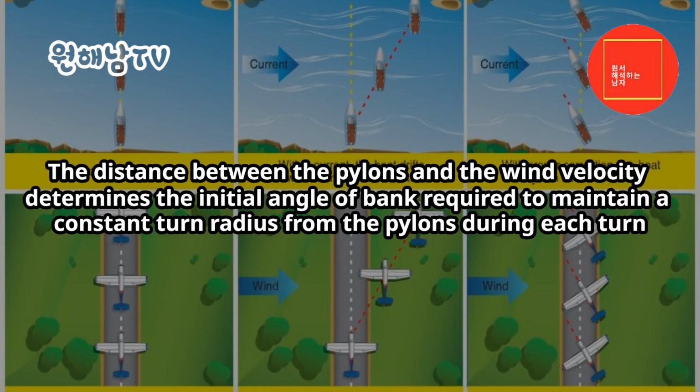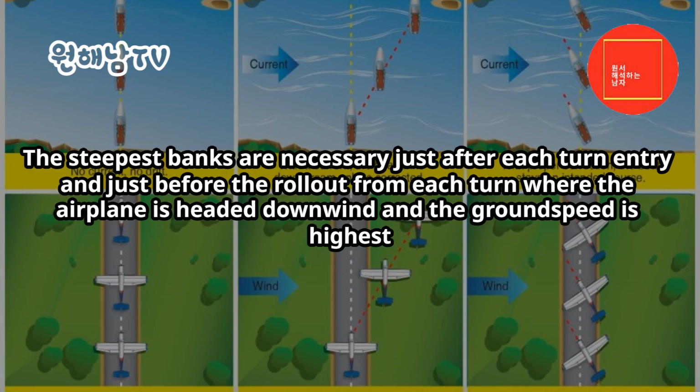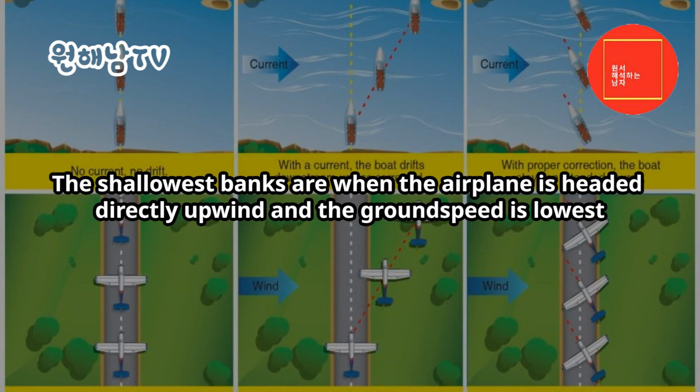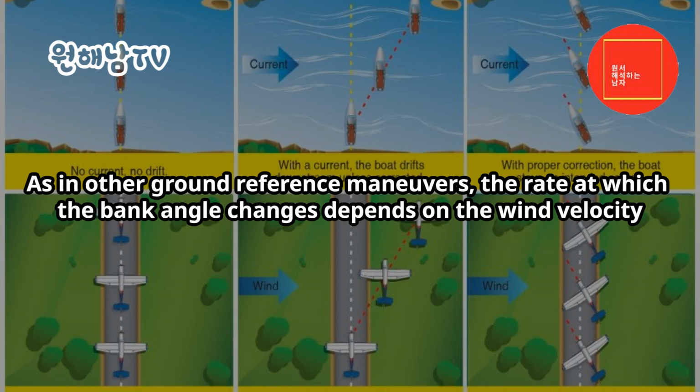The distance between the pylons and the wind velocity determines the initial angle of bank required to maintain a constant turn radius from the pylons during each turn. The steepest banks are necessary just after each turn entry and just before the rollout from each turn, where the airplane is headed downwind and the ground speed is highest. The shallowest banks are when the airplane is headed directly upwind and the ground speed is lowest. As in other ground reference maneuvers, the rate at which the bank angle changes depends on the wind velocity.